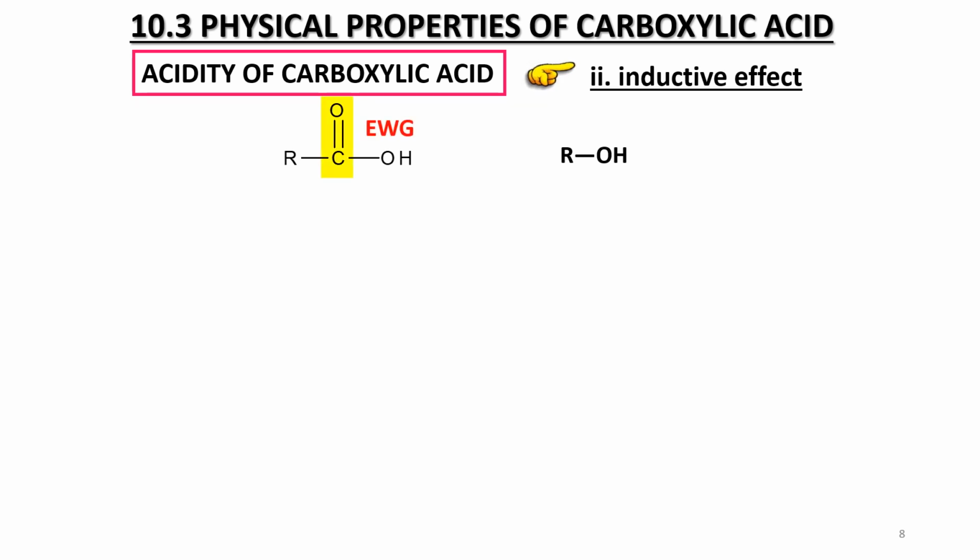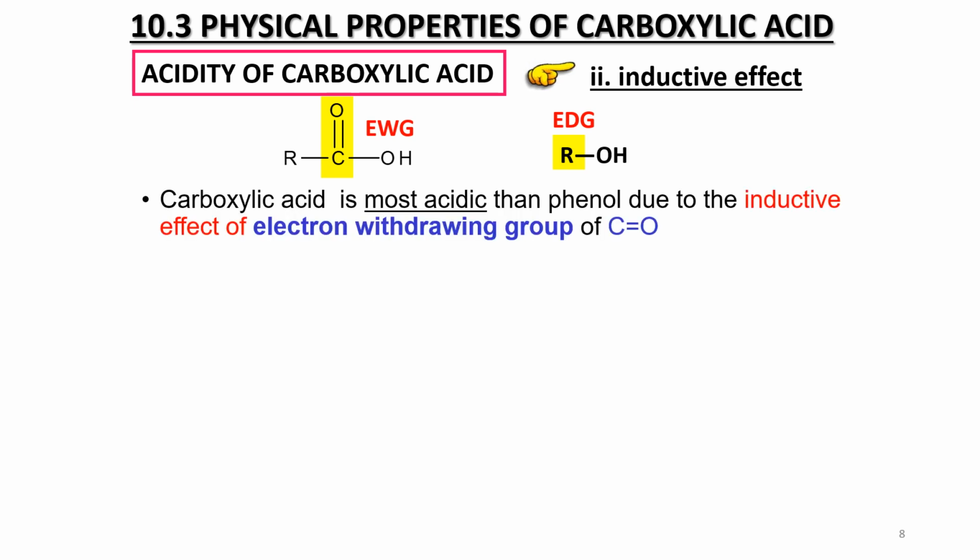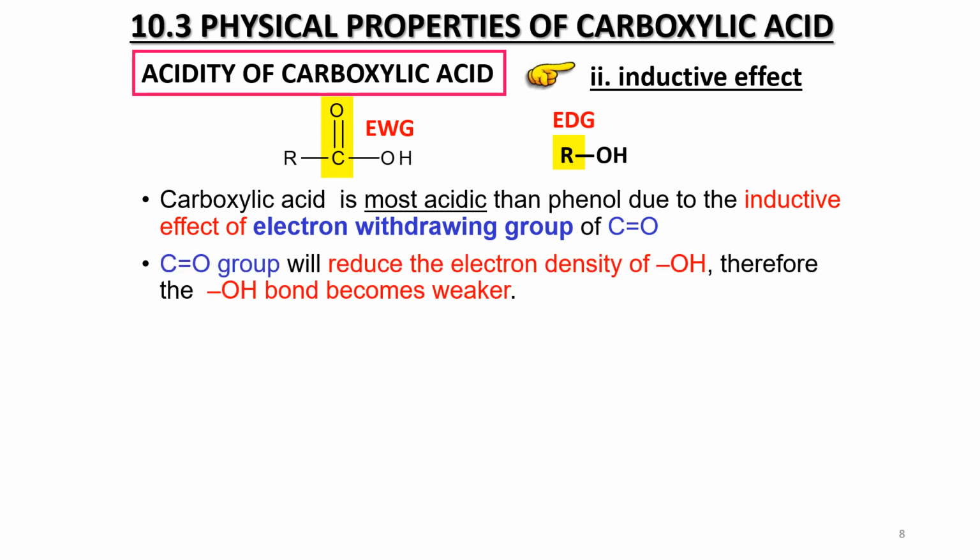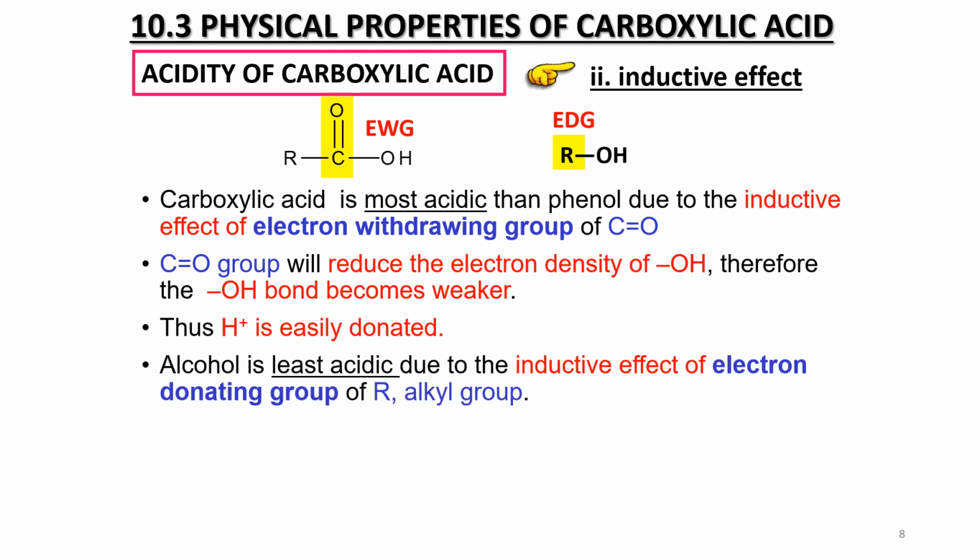There are electron withdrawing group, in this case C double bond O, and electron donating group, which is R, known as alkyl group. Carboxylic acid is more acidic than phenol due to the inductive effect of electron withdrawing group. C double bond O group will reduce the electron density of OH. Therefore, the OH bond becomes weaker. Thus, proton or H plus is easily donated.